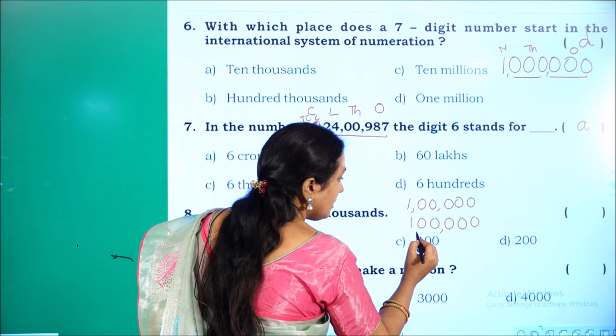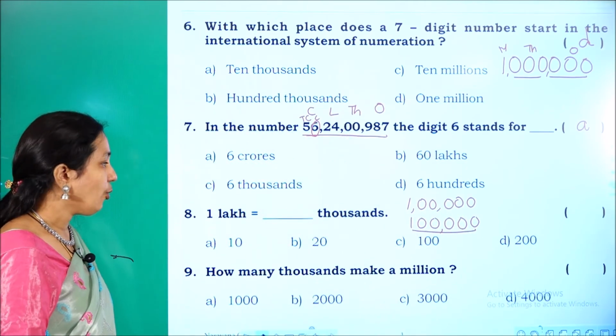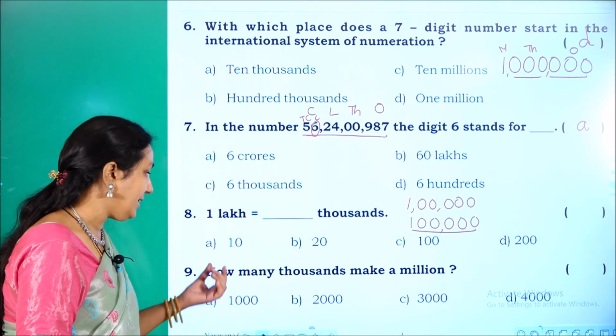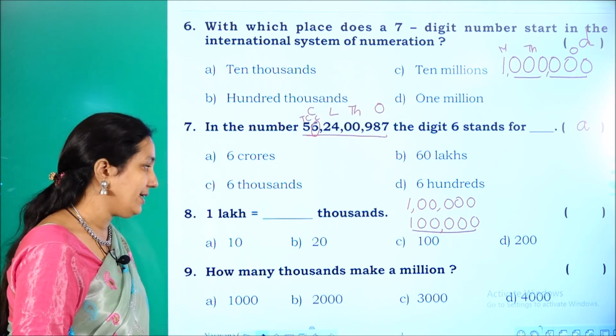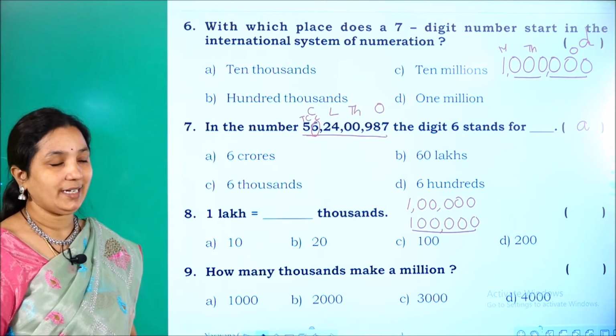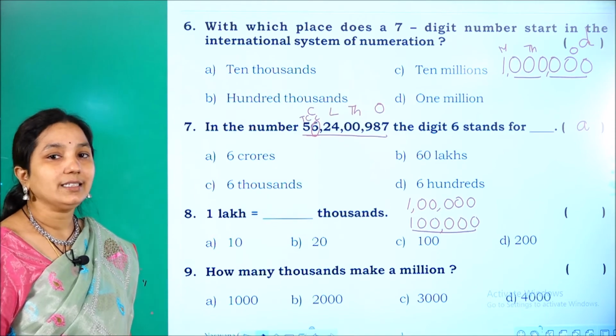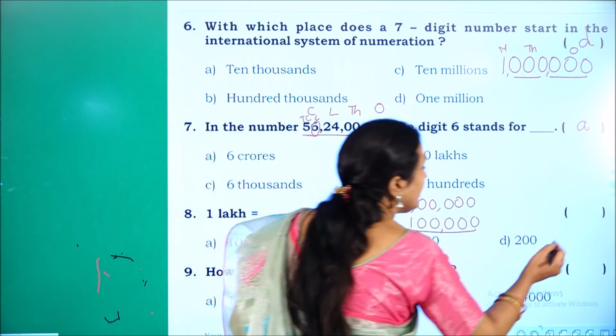So 1 lakh equals how many thousands? 100 thousands. What are the given options? Option A is 10, option B is 20, option C is 100, option D is 200. So 1 lakh equals 100 thousands. Our required option is C.